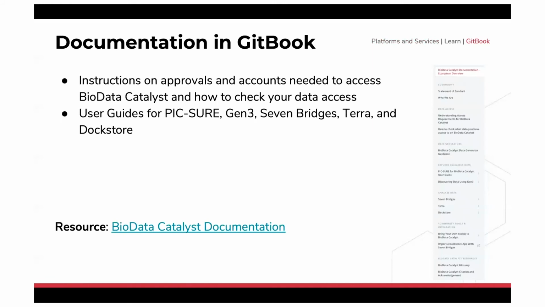You can also access our documentation in GitBook. Again, there is a link on this slide for you to conveniently access it. We have instructions on the approvals and accounts needed to access BioData Catalyst and how to check your data access. There are also user guides for PIC-SURE, Gen3, 7Bridges, Terra, and DockStore. So this is a very handy link to have, our documentation in GitBook. This is also a really good starting point for new users.